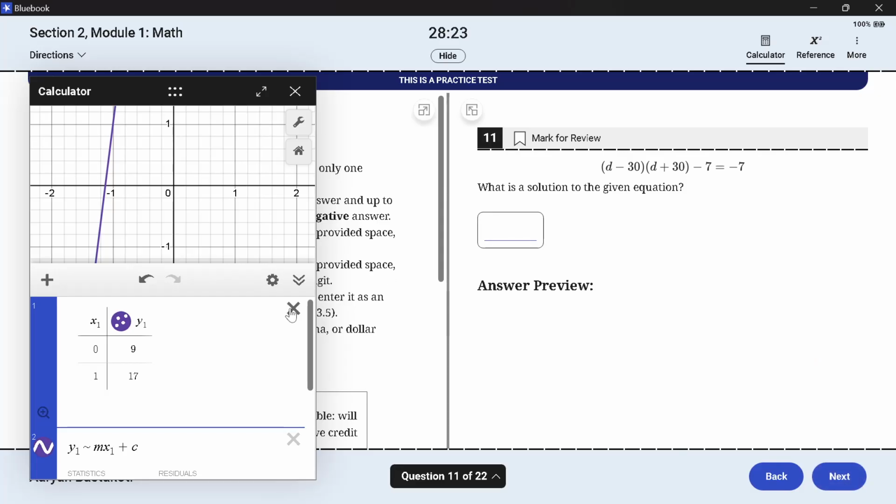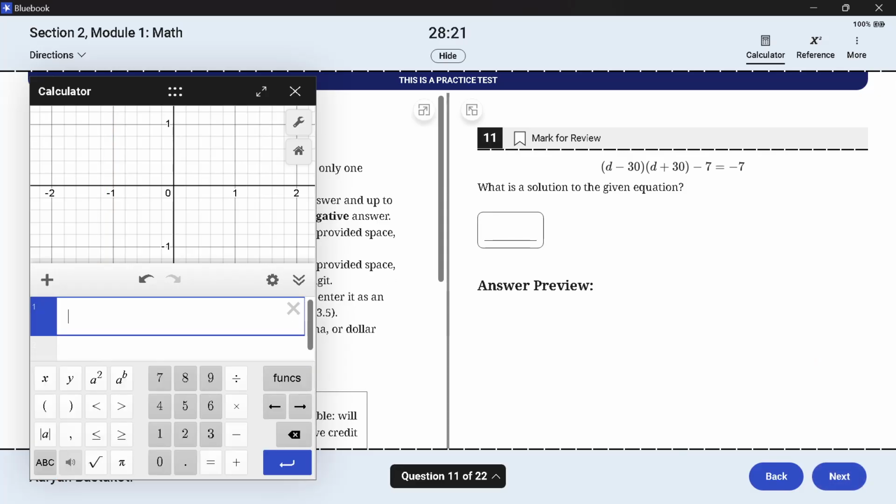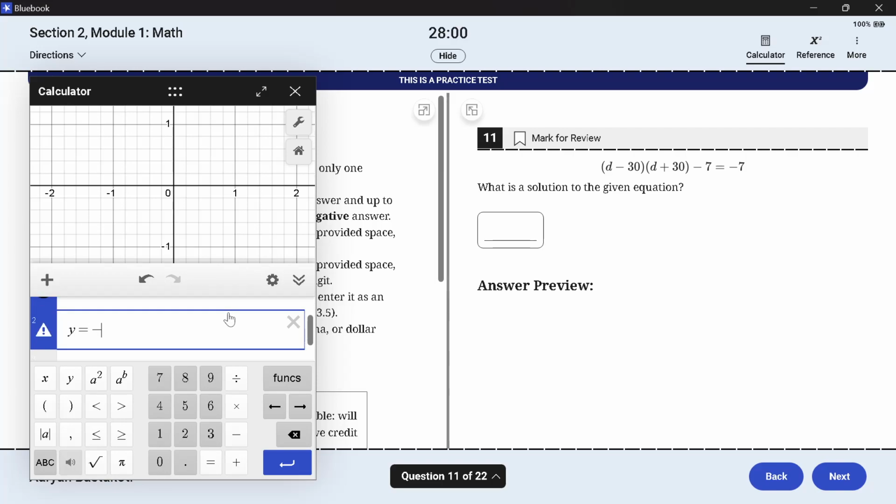Right, what is the solution to the given equation? Okay, if you were to solve this equation, what I suggest is do this: write x instead of d, x plus 30 minus 7, and y is equal to minus 7 for the right hand side and the left hand side.